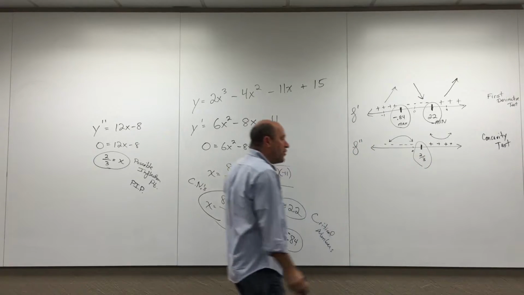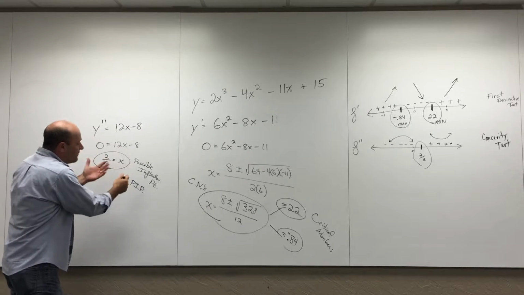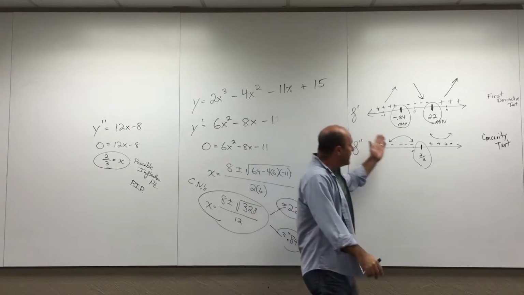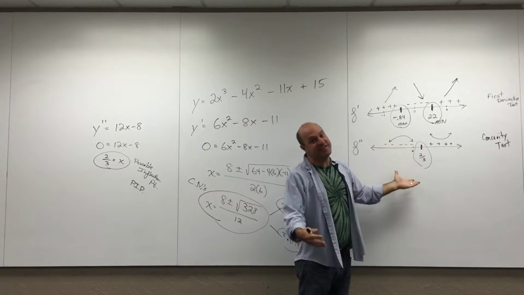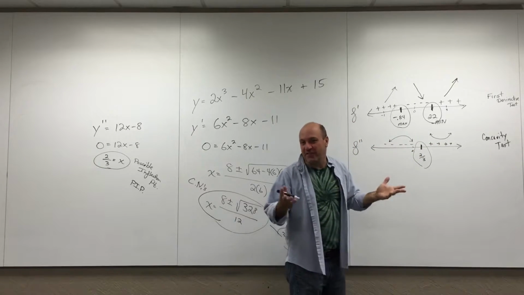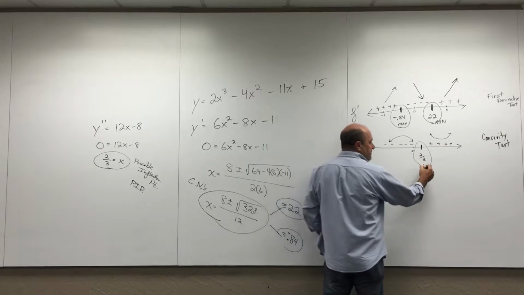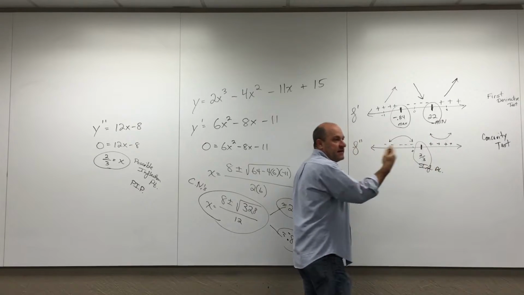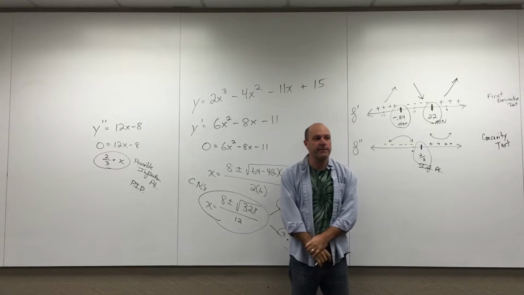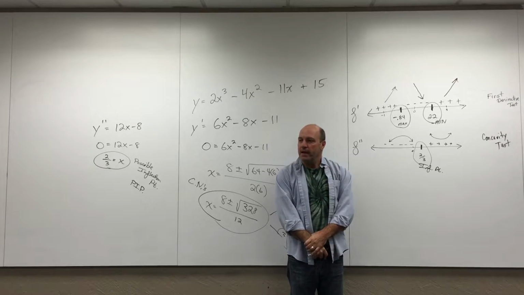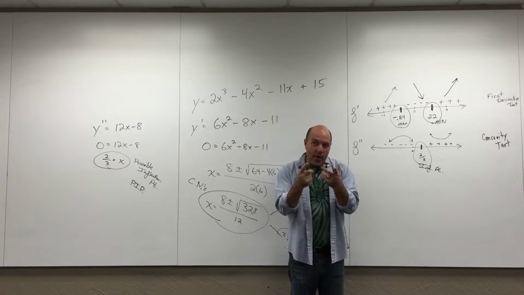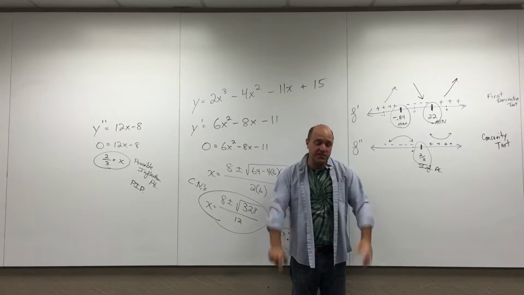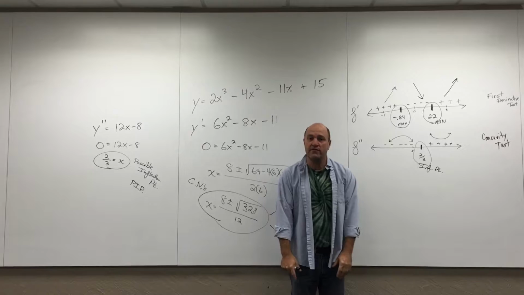I told you it was a possible inflection point. It's not an official inflection point unless it really does change concavity, which it did. So now I know it's an official inflection point. So I'm going to call it an inflection point. If it didn't change concavity, it's an interesting point still, but if it doesn't change concavity, please don't call it an inflection point.